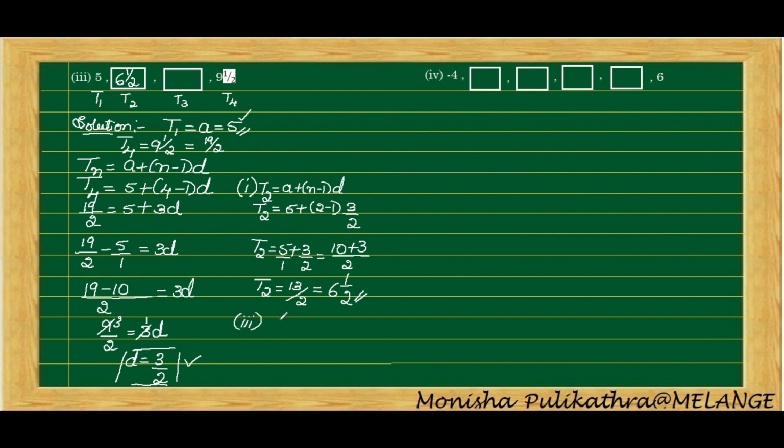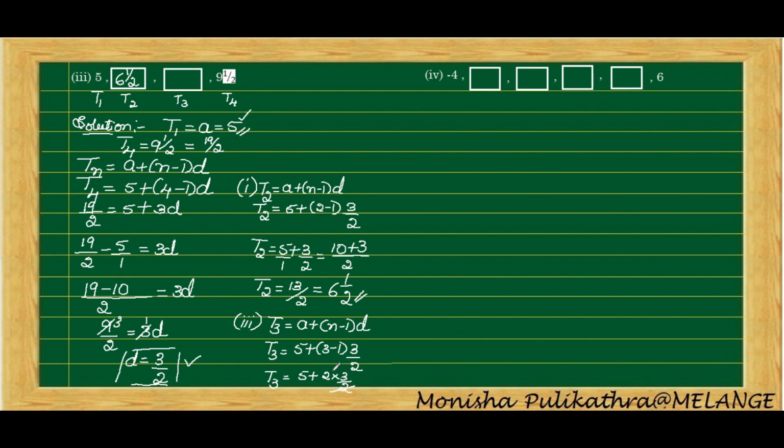We need to find the value for T3 also. So T3 is equal to A plus N minus 1 into D. So T3 is equal to A is 5 plus N is 3 minus 1 into D is 3 by 2. So T3 is equal to 5 plus 3 minus 1 is 2 into 3 by 2.